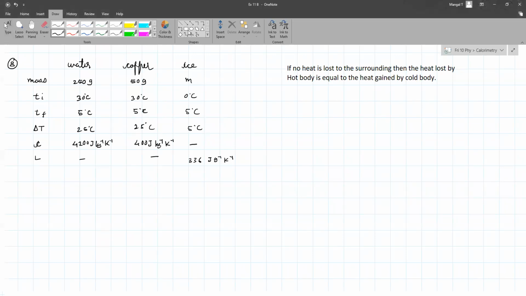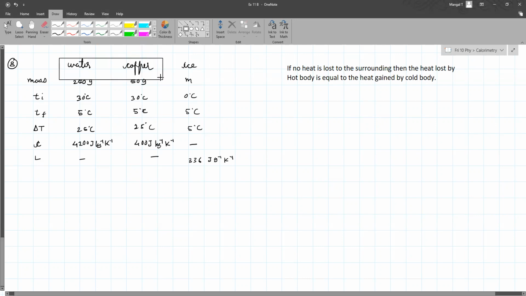Over here, these are hot bodies, they are losing heat, and ice is the cold body that is gaining heat. So one side of the equation you will have hot body and the other side the cold body. So you will have M1 C1 delta T1 plus M2 C2 delta T2. This is for water, this is for copper, and on the other side you have ice. Ice is going to melt first, and then the temperature is going to rise to 5 degrees. This is your knowledge to come to this equation, because solving after that is easy.